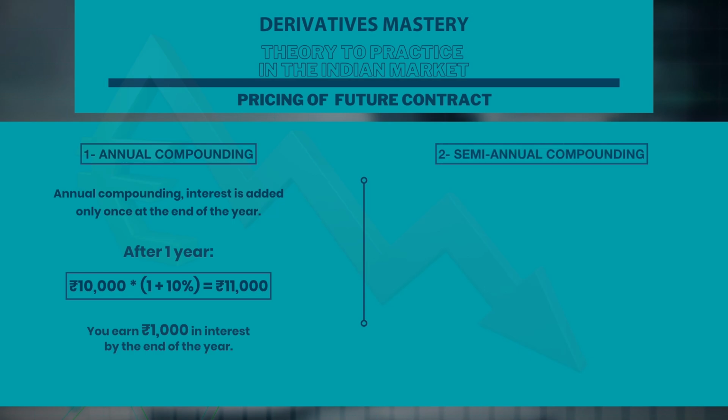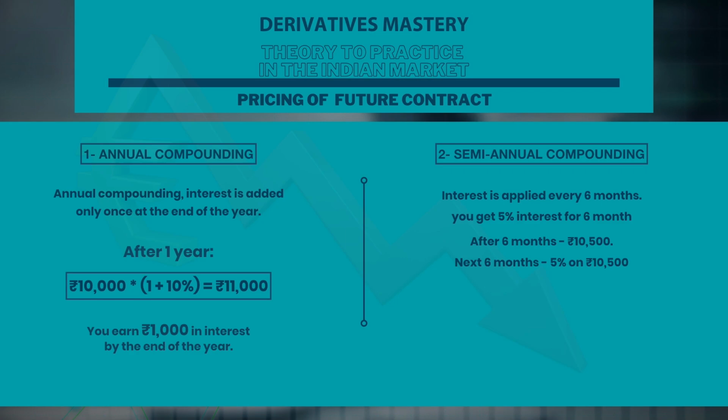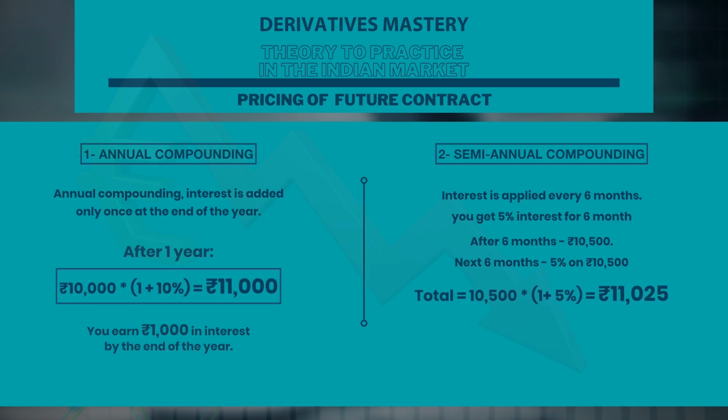So, in case of semi annual compounding, interest is applied every 6 months. So, instead of waiting a full year, you get 5% interest halfway through. After 6 months, your money grows to 10,500. So, in the next 6 months, you earn 5% on 10,500. So, the total becomes 10,500 into 1 plus 5% gives you 11,025. Notice that you end up with 11,025, a little more than 11,000. Why? Because the second time you earned interest on both the original amount and the 500 interest from the first 6 months.